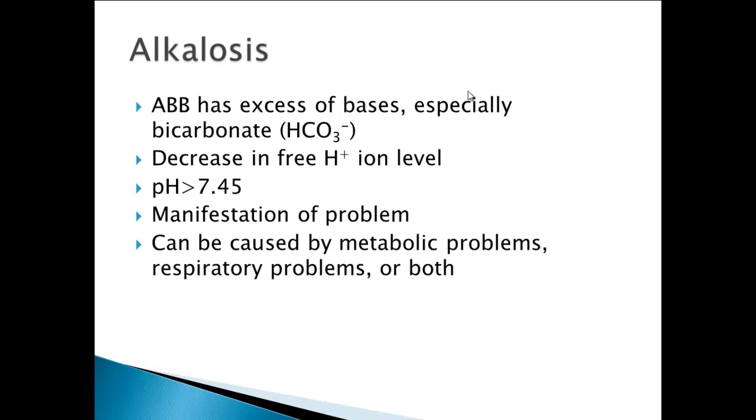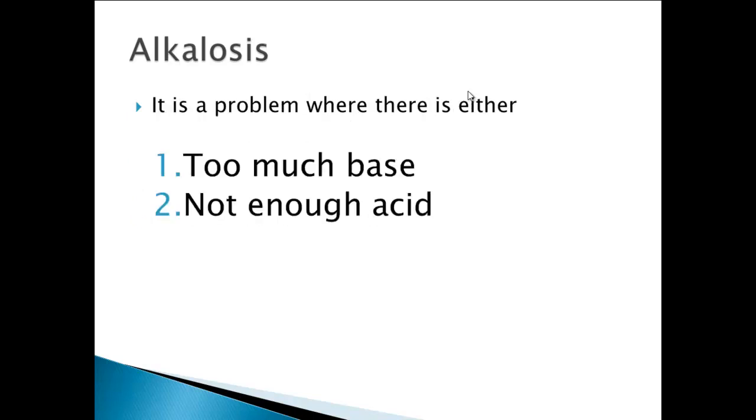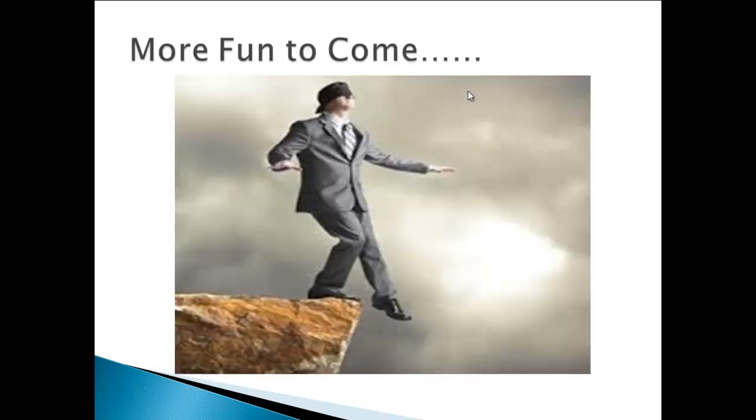Alkalosis, on the other hand, is when the acid-base balance is upset because there's an excess of bases, usually the bicarbonate ion, or a decrease in the free hydrogen ion level. Regardless of the cause, the pH is going to be greater than 7.45. Again, it's a manifestation of a problem, and it can be caused by metabolic or respiratory problems or both. So it's either too much base, too much bicarb, or not enough acid, not enough hydrogen ion.